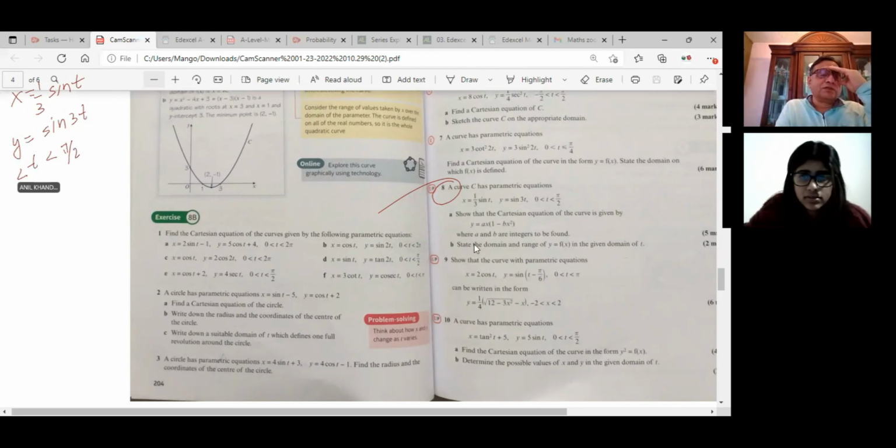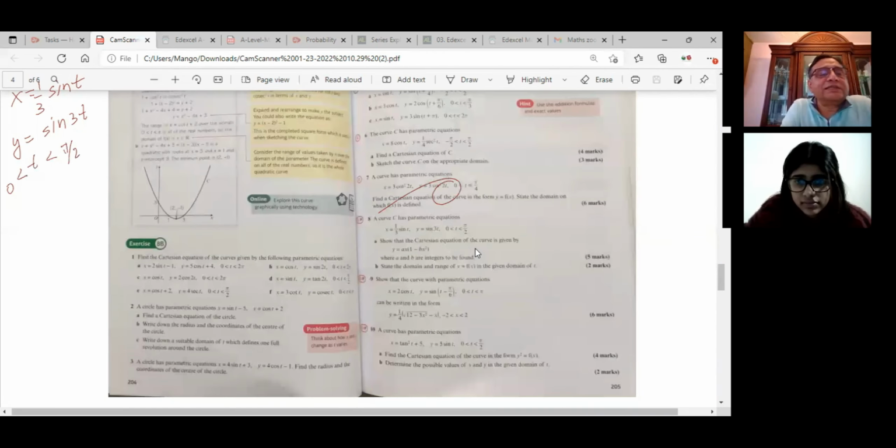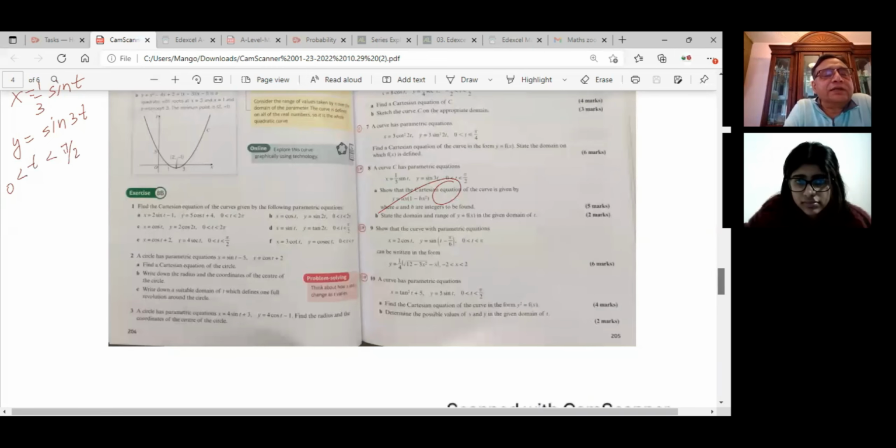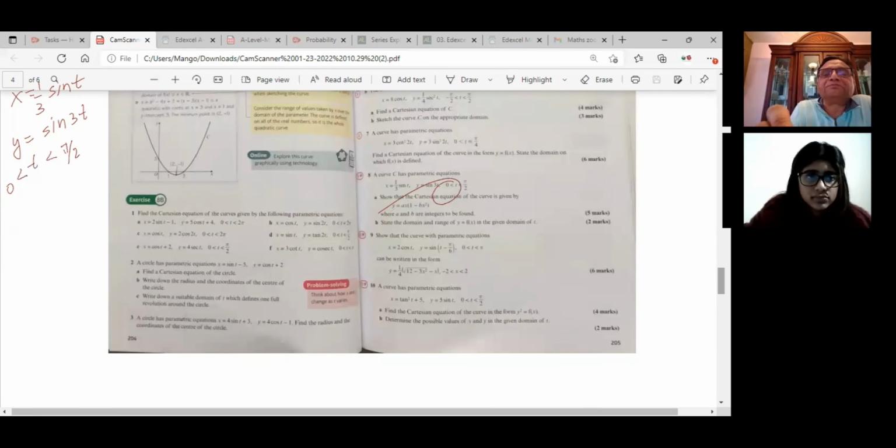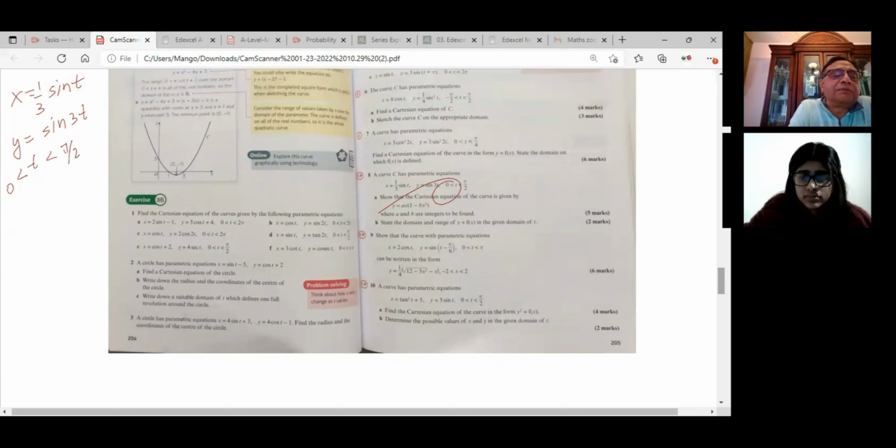Correct, so that is your function. So when I say x is 1/3 of sine t, and t is between 0 and pi by 2, basically the sine curve, you remember how it is, right? So 0 to pi by 2 means we are looking for this, right?